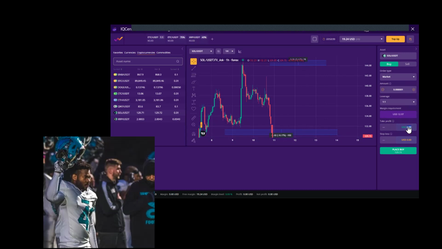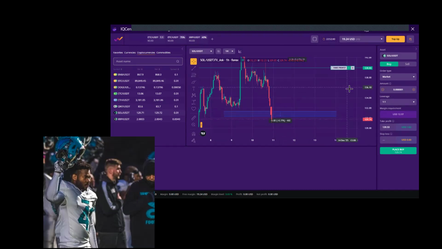Okay, then take profit. You put like say 130 in there, and it'll show you how much you'll get back for the payout. Oh, it says it at the bottom too when it says place buy. Now I place my stop loss down here.